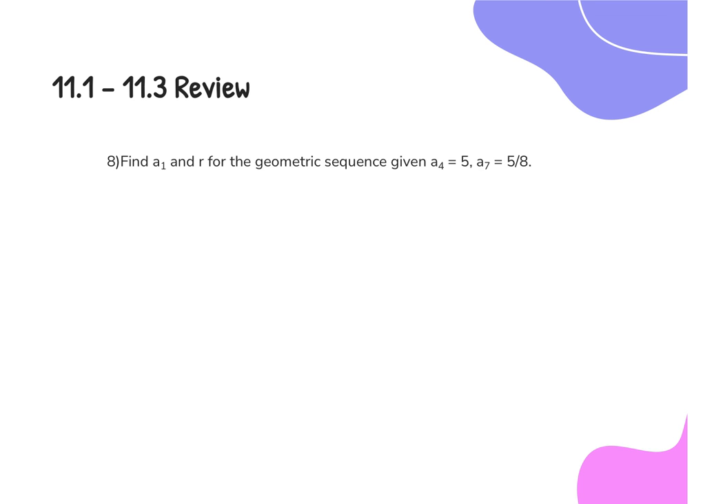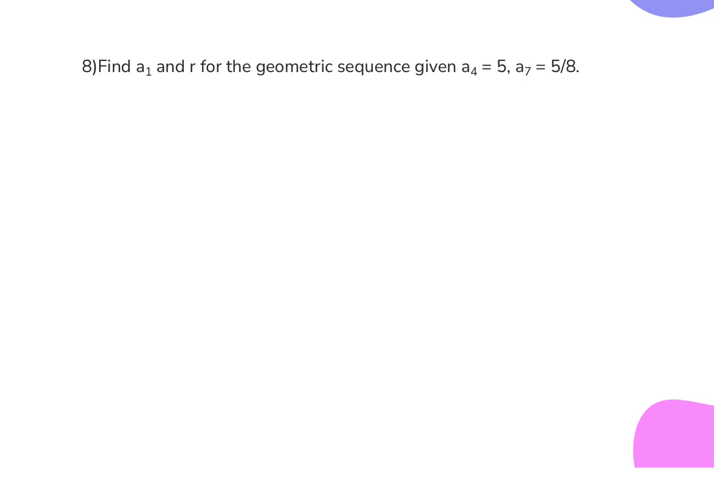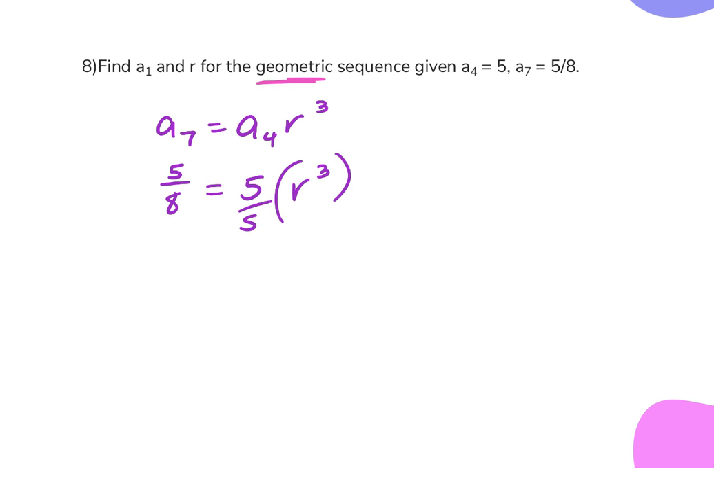All right, 8. Find a1 and r for the geometric sequence given a4 is 5 and a7 is 5/8. So this is the one where it's geometric, right? That's important. And it jumps. So if it jumps, I'm going to put the bigger base on the left. a7 goes on the left, a4 on the right. r is going to be raised to what power? 3. So this is 5/8 equals 5 times r to the third. Divide both sides by 5, or multiply by a fifth. I get 1/8 equals r to the third. Cube root it, and I get r equals 1/2.